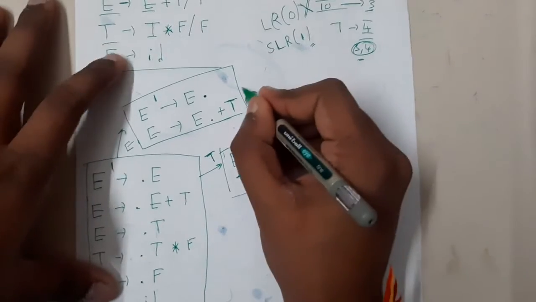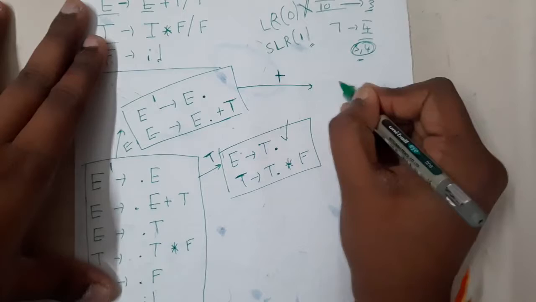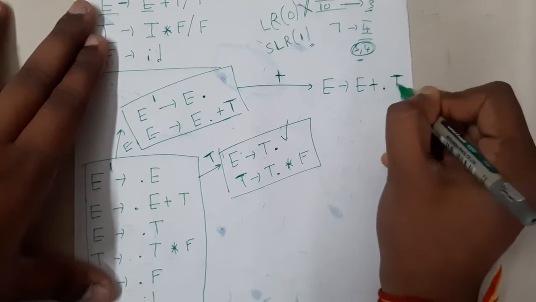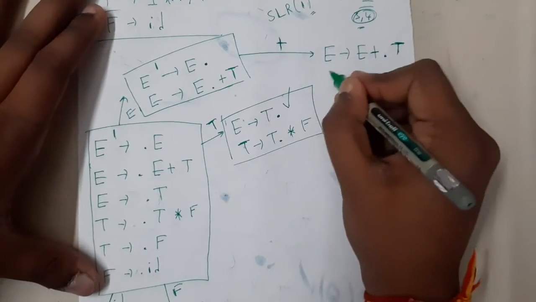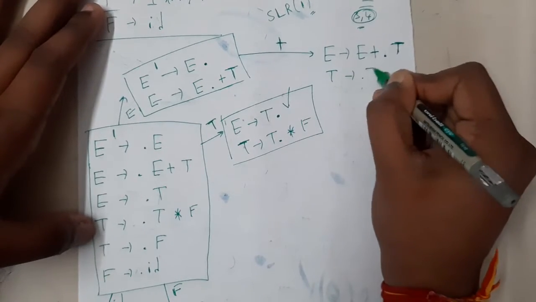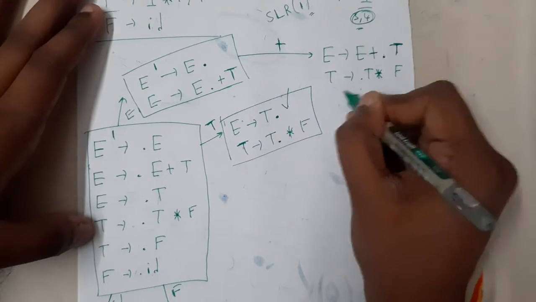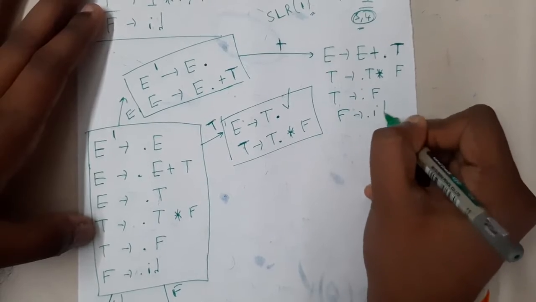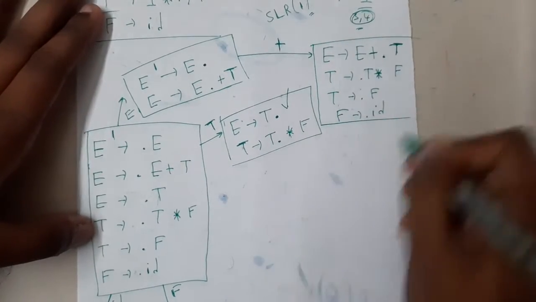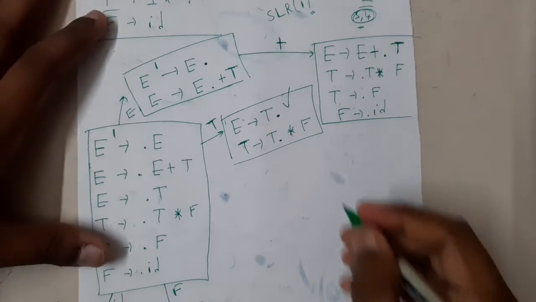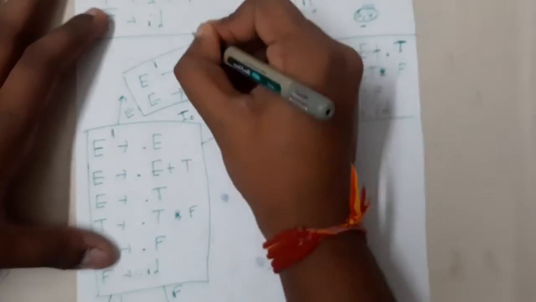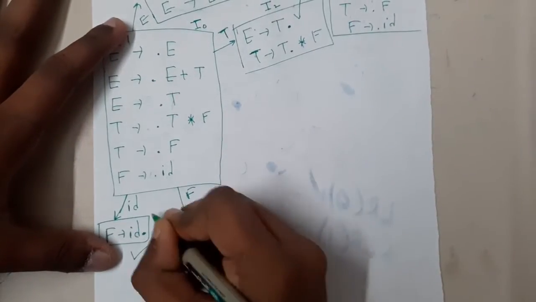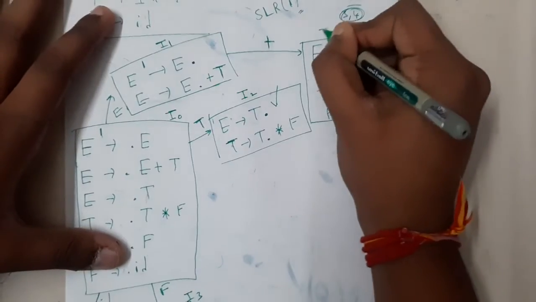Let us continue with this first. If I take a plus, I'm going to generate E implies E plus dot T. Once I get a T, all the T entries will come: T implies dot T star F, T implies dot F, and F implies dot ID. So moving on. This is I node, I1, I2, I3, I4, I5.